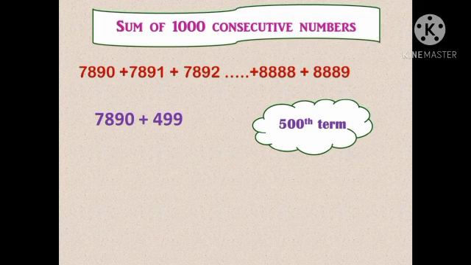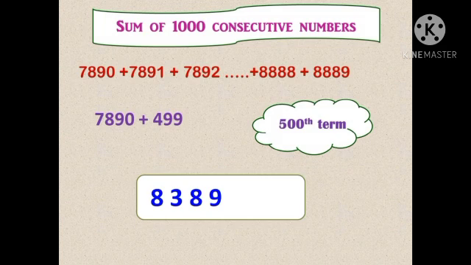So if we add, we will get 8389. Then insert another 500 at the end. So if we insert another 500, the final answer would be 83,89,500. If we solve this type of problem using the formula method, it will take some time, but once we know the trick, we can crack it very quickly.